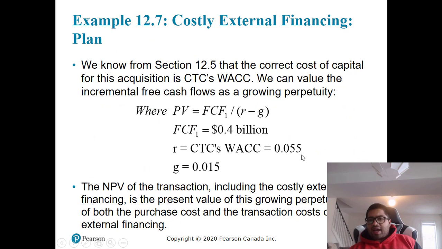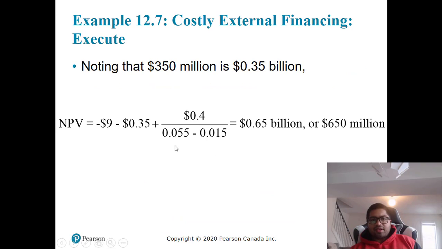So we know the WACC, 5.5%, is Bell's WACC. We already calculated that. So we can calculate 400 million, or 0.4 billion, divided by R minus G, where R is 5.5% and the growth rate is 1.5%. So the NPV comes out to be whatever it comes out to be.